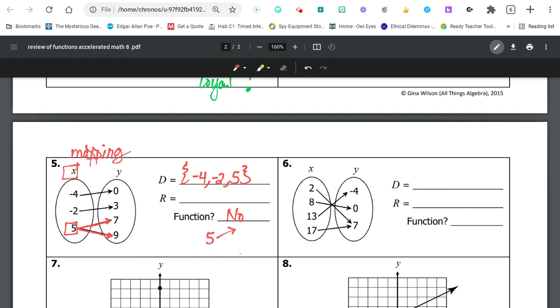5 is with 7, and 5 is with 9. Keep in mind, I'm only focusing on the x's. I don't care what y does. Y can do what it wants to. X can't.